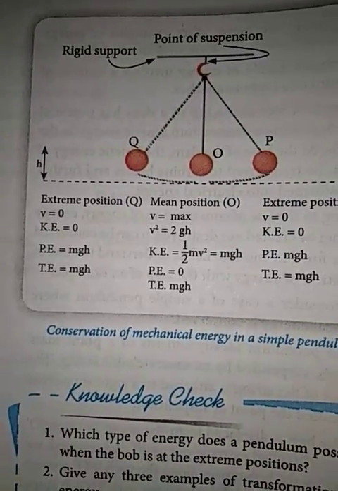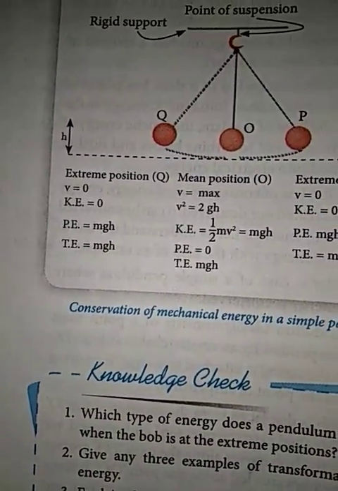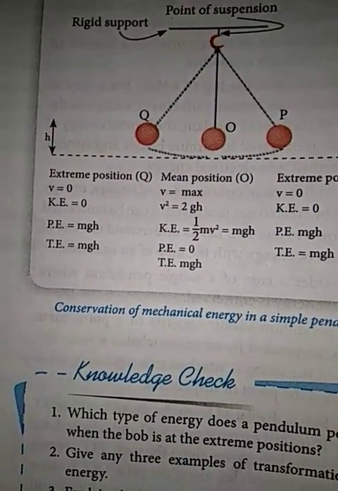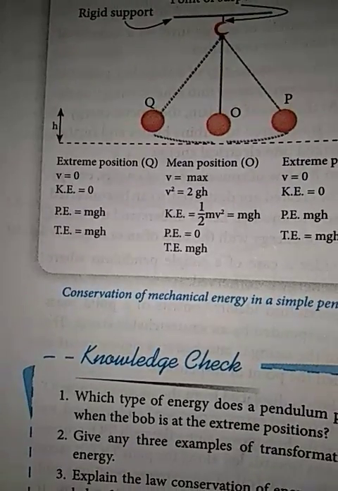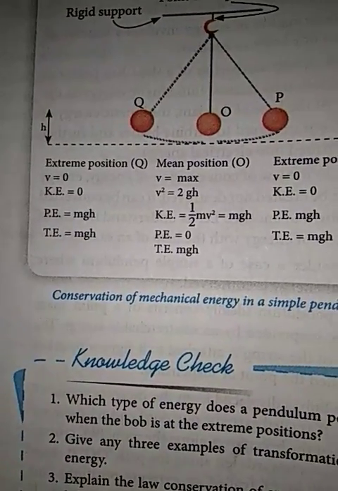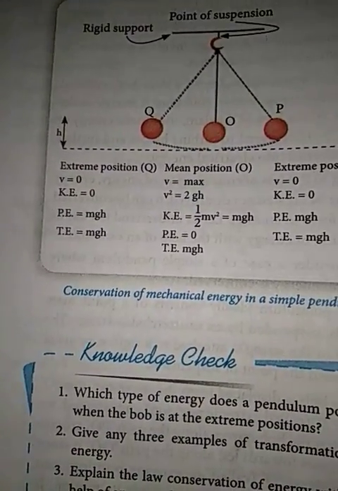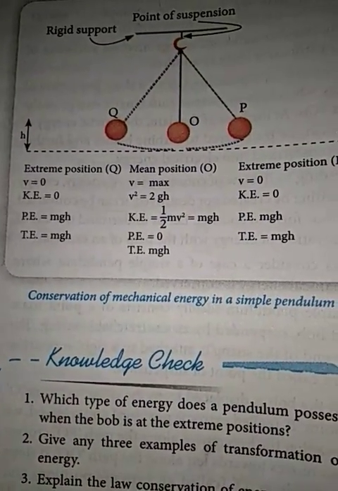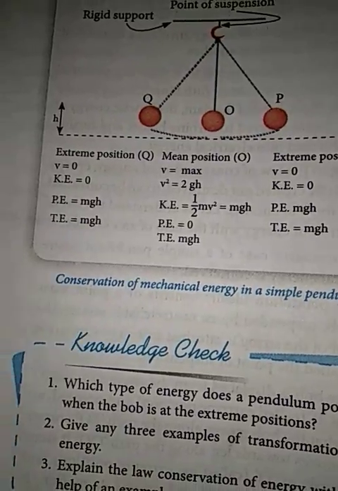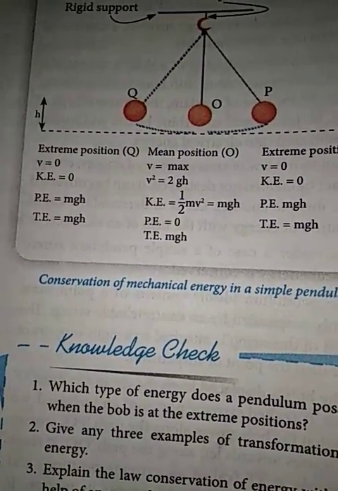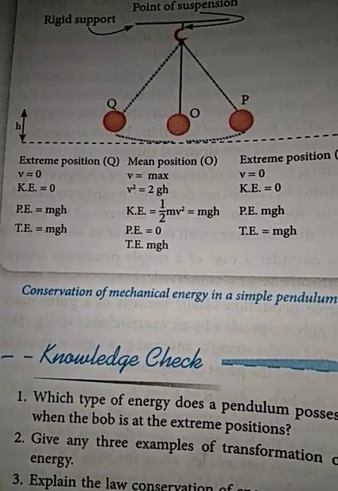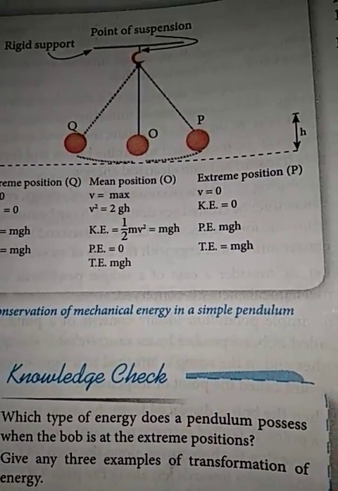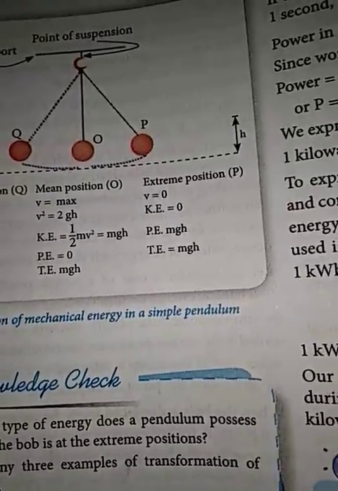In extreme position Q, total energy is equal to kinetic energy plus potential energy. Kinetic energy is 0, and potential energy is mgh, so total energy is 0 plus mgh, that is mgh. So in all positions, its total energy is mgh. It means that the energy is conserved. The total mechanical energy in the simple pendulum is conserved.